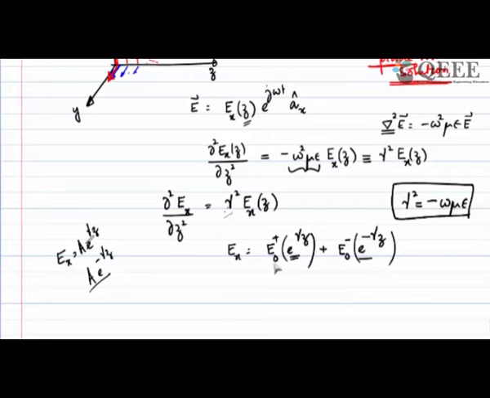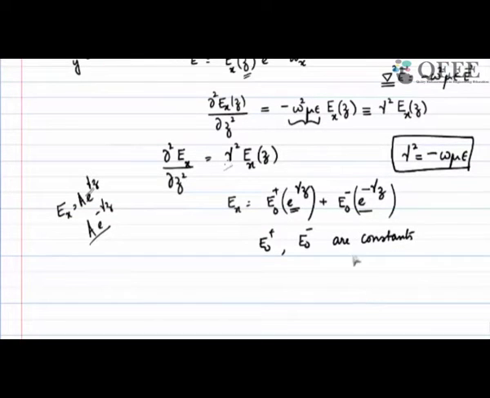And the E naught plus and E naught minus are constants. They can be complex numbers. So in general, they are complex constants, which satisfy this equation. This is my general solution.